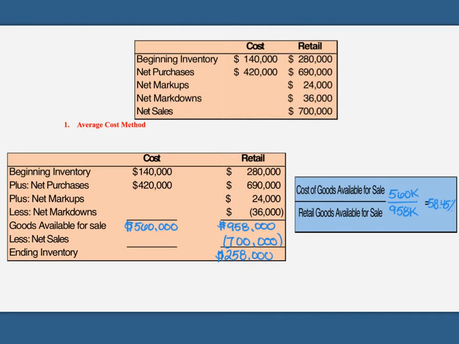So now we come to where we want to figure out the ending inventory for cost, and then we'll solve for cost of goods sold as well. To get the ending inventory under cost, we take the $258,000 that we have at the retail price and multiply it by our ratio. So we multiply by 58.45%, and that's going to give us our ending inventory estimation for cost to be $150,801.